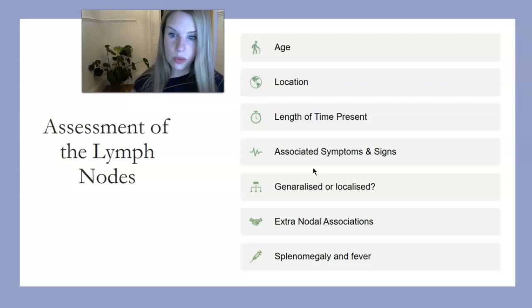Okay, so this is before we've even done any imaging. So you'd be thinking, how long has that lymph node been there for? Has it been there less than 4 weeks, or has it been there for a year but it's remained the same size?